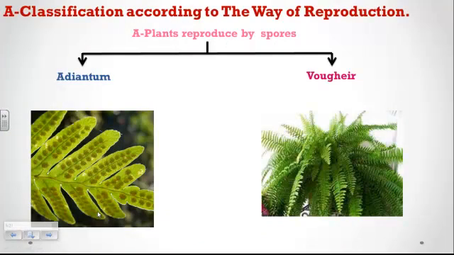The second one, we can classify the plants according to the way of reproduction. Number one, which reproduce by spores, like adiantum and vugere. As you can see here, on the left side, adiantum, on the right side you can find vugere. They reproduce by spores.